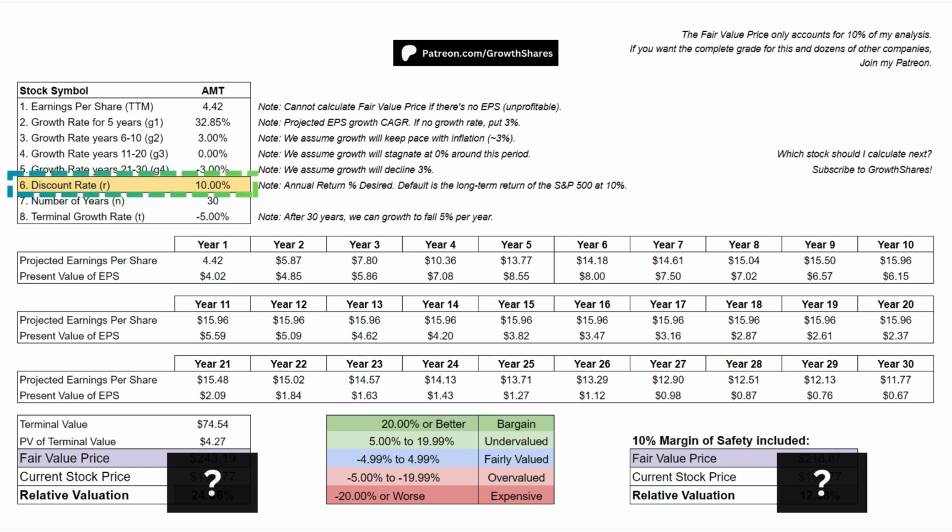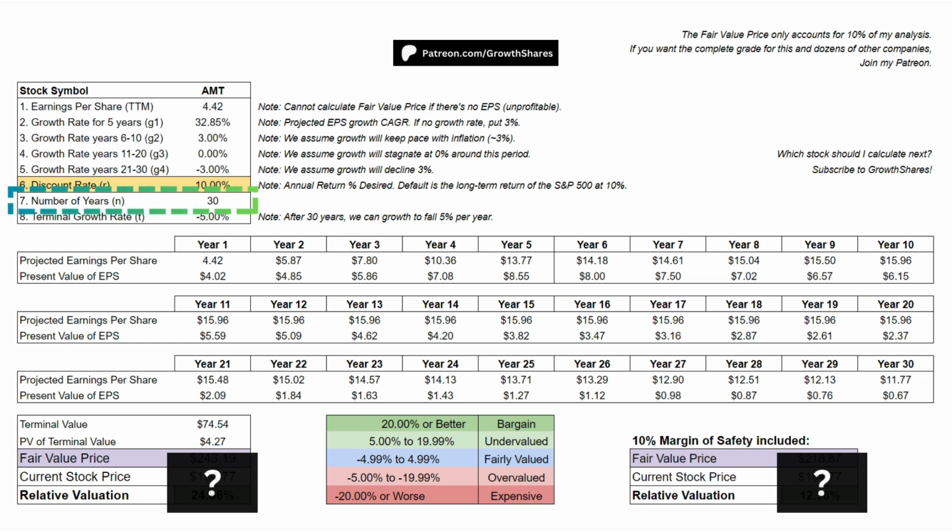One of the most subjective parts of the discounted cash flow analysis is the discount rate. Basically, this is the annual growth we desire to make this investment worth it. The default is set at 10%, which matches the long-term returns of the S&P 500. So let's say you desire a 20% return. The stock's fair price will need to be lower in order to achieve a higher return.